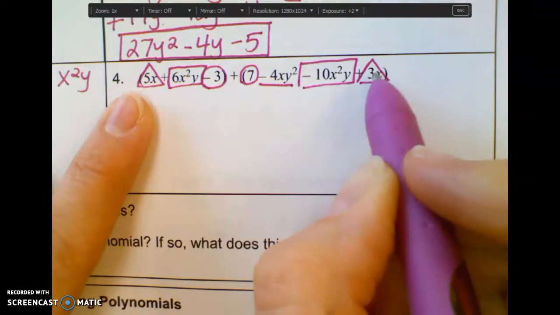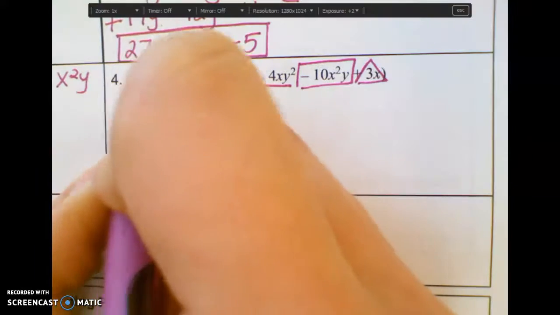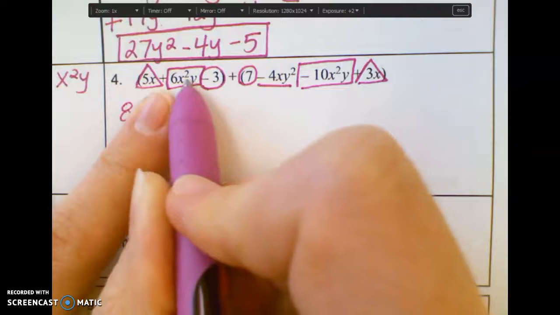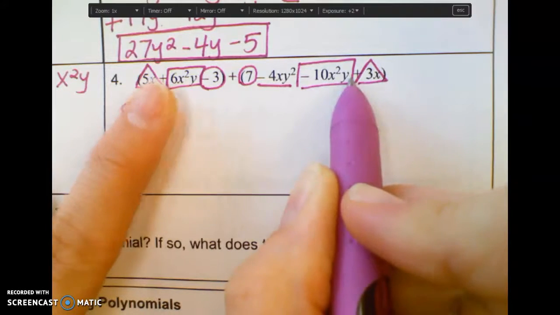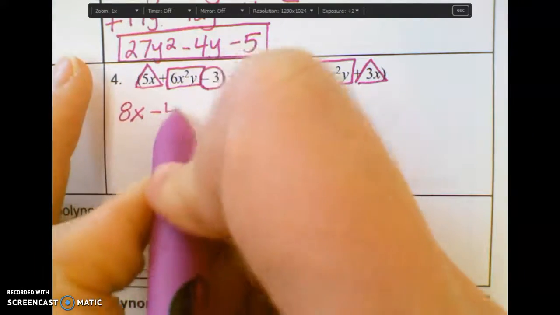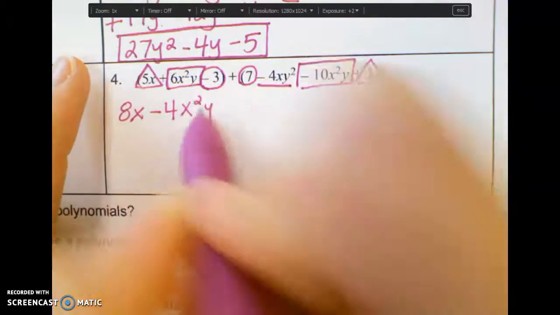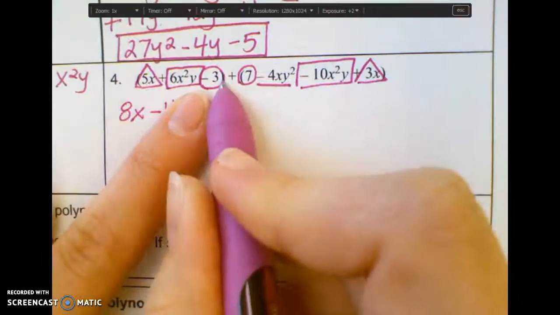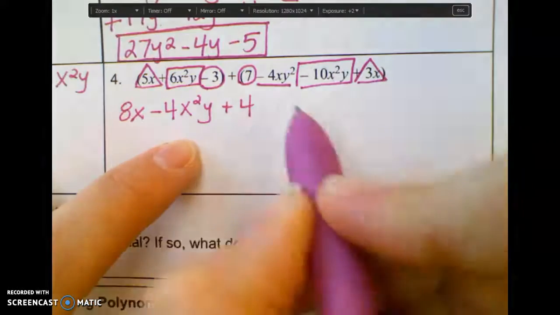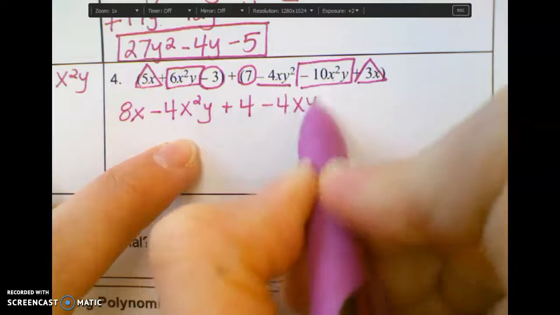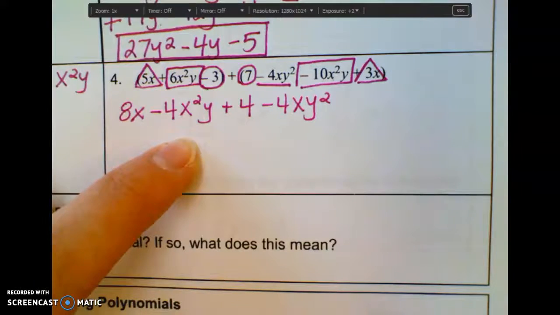5x plus 3x, we add the 5 and the 3, that gives us 8x. Now we have 6x squared y minus 10x squared y. 6 minus 10 gives me negative 4, and then x squared y. Now negative 3 plus 7, that gives me positive 4. And of course negative 4xy squared, nothing to combine it to.